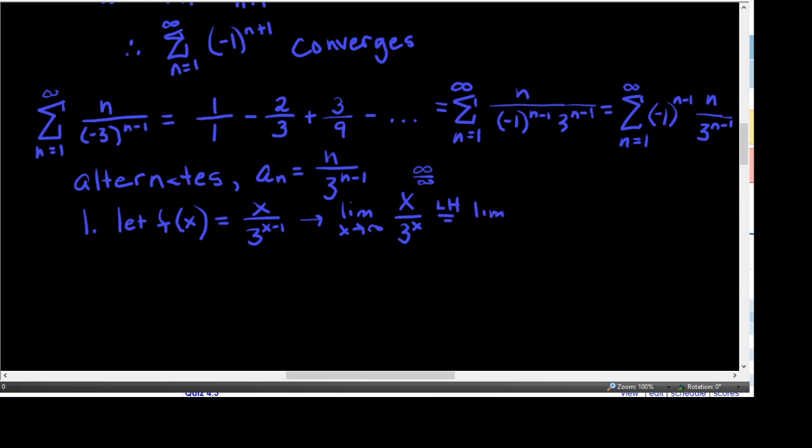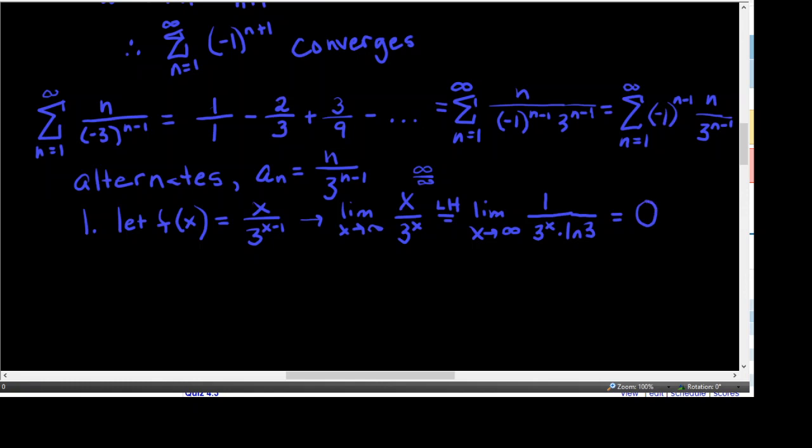So this limit can be found by now taking the limit as x approaches infinity of the derivative of the numerator, which is 1. The derivative of the denominator is itself, 3 to the x, times the natural logarithm of the base of that power, so times natural log of 3. And that denominator is still going towards infinity. The numerator is now constant. Any constant divided by a tremendously large number is headed toward 0.